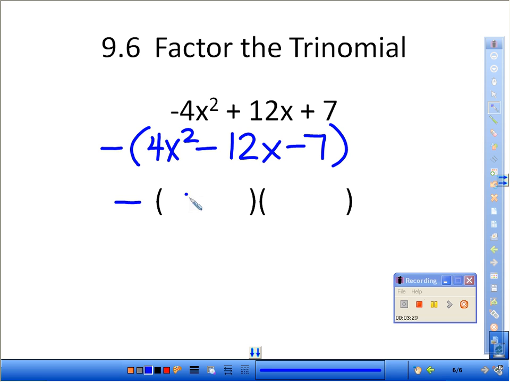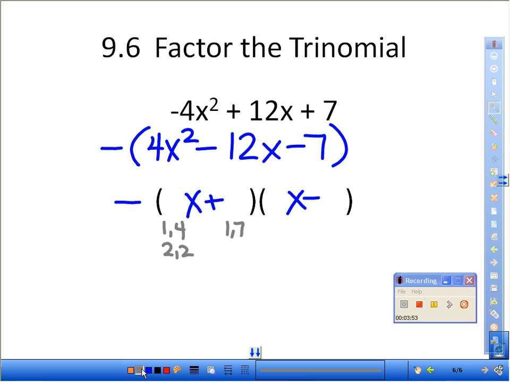So we know we have the variable x. They have to multiply to equal negative 7. So that tells us one is positive, one is negative. For the leading coefficient, it has to multiply to equal 4x squared. So our options are 1 and 4, or 2 and 2. Our options for this second part have to multiply to equal 7. So our options are only 1 and 7.